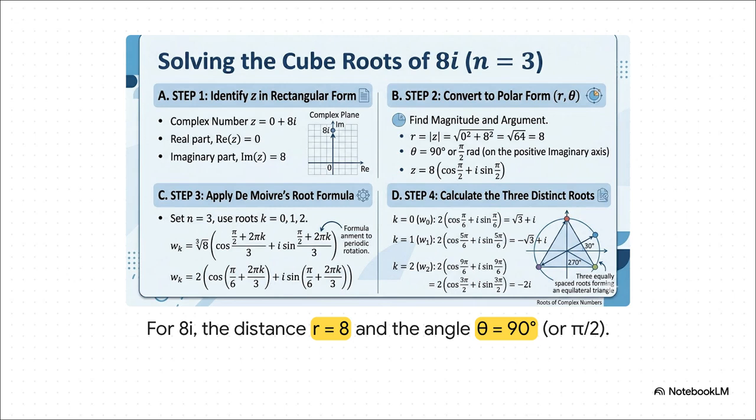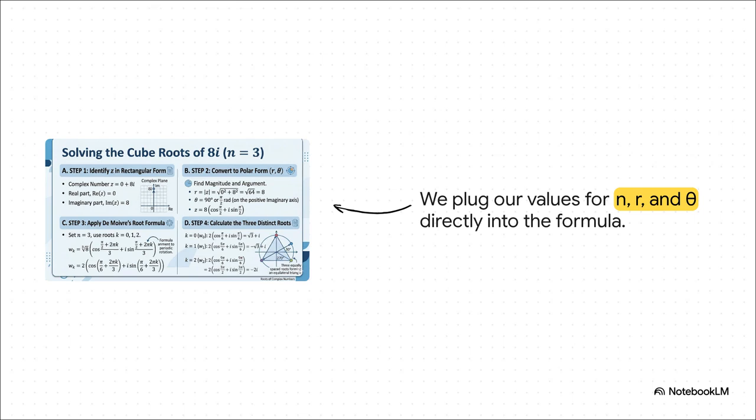Okay, let's do this. Our starting number, our Z, is 8i. Now, if you picture that on a graph, it's not left or right at all. It's just a point 8 units straight up. That makes finding its polar coordinates super easy. The distance, r, is just 8, and the angle theta is 90 degrees, pointing straight up. Easy enough.